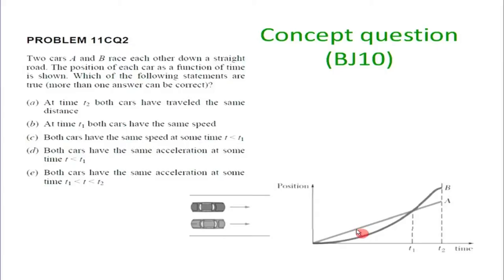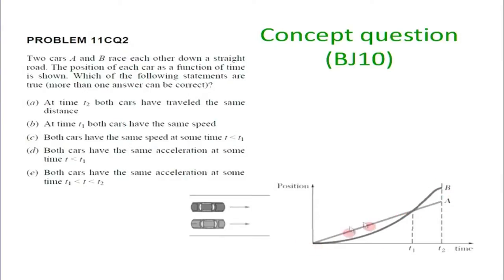Start sliding it, and you will see that there will be some point here where this line will be parallel to this. What does that mean? That the slope at this time here, for this curve and this curve, is the same. And as a result, this statement that both cars have the same speed at some time T less than T1 is right. So what we are doing is just analyzing this curve.